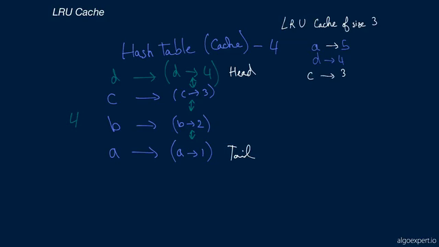Now, what if I tell you, I want you to retrieve a value from a key. So I want you to retrieve the value from the key B. How do you do that? Well, you just check in your hash table. Is B in the hash table? Yes, it is. What does it point to? It points to a node that holds B and 2. So that's very easy. You just return the value here, which is going to be 2.